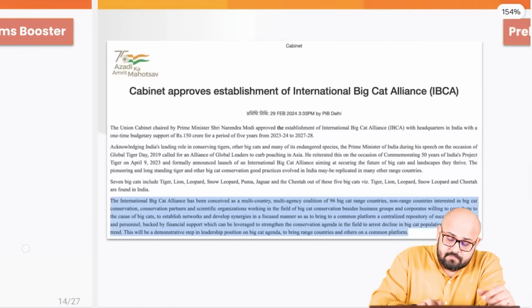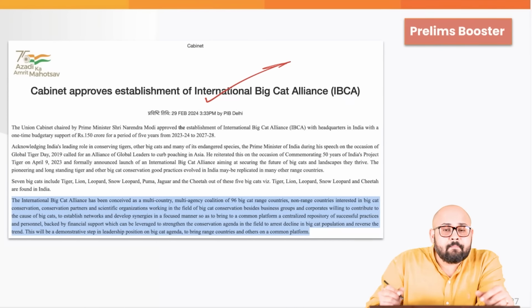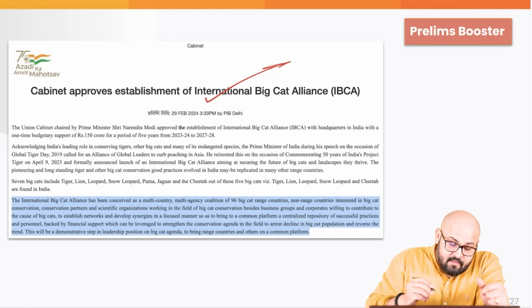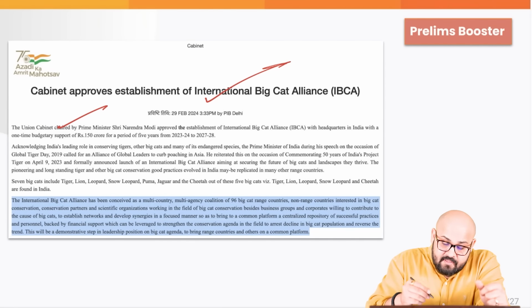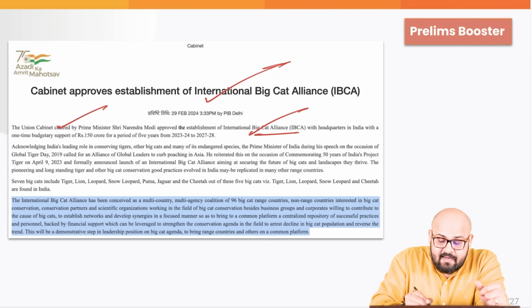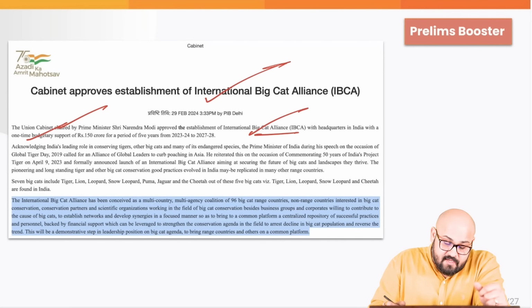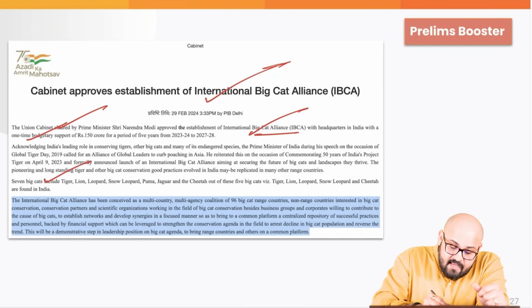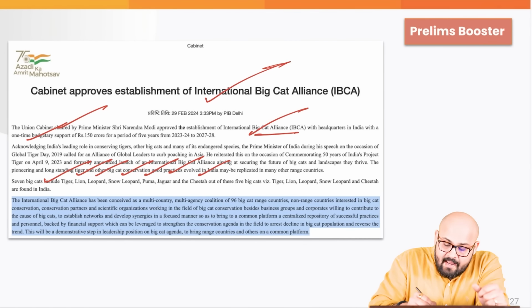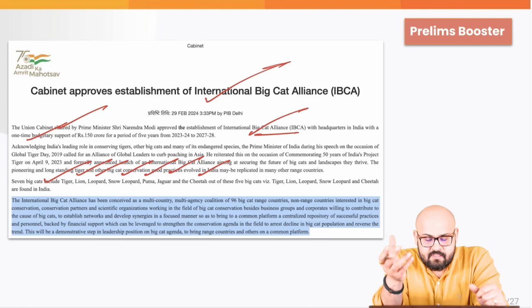Now, let's also talk about the International Big Cat Alliance. The Union Cabinet, chaired by the Prime Minister, approved the establishment of the International Big Cat Alliance with headquarters in India with a one-time budgetary support of almost 150 crores. What are big cats? These include tiger, lion, leopard, snow leopard, puma, jaguar, and cheetah. Remember this. This can be asked in the prelims.